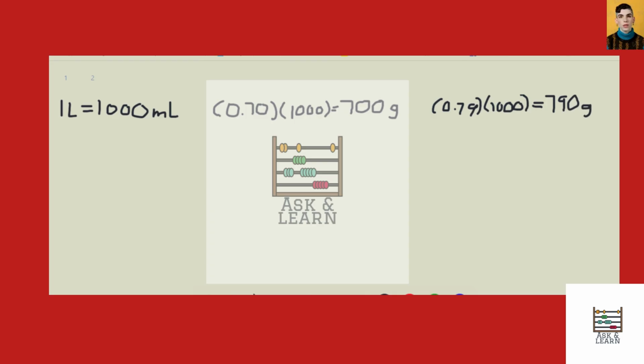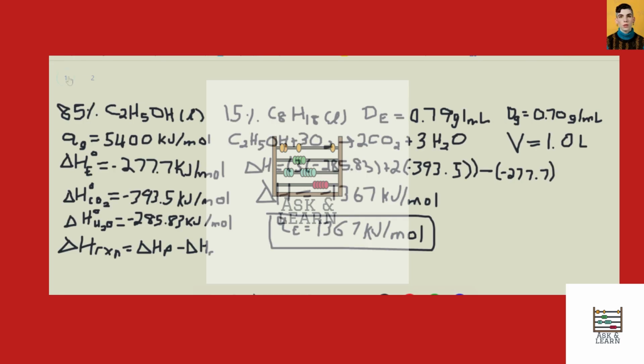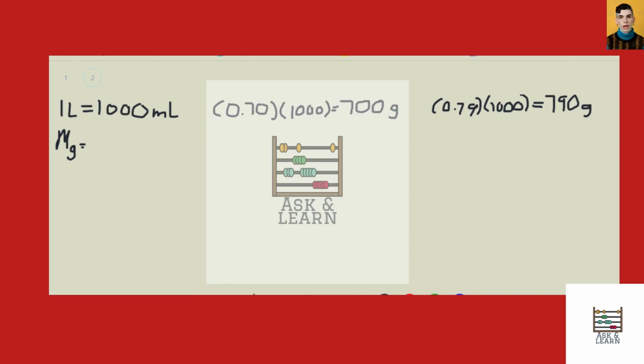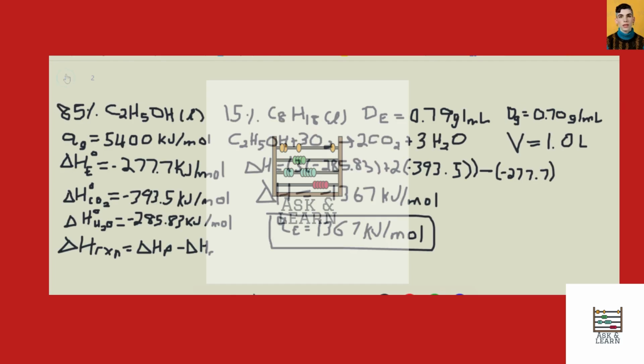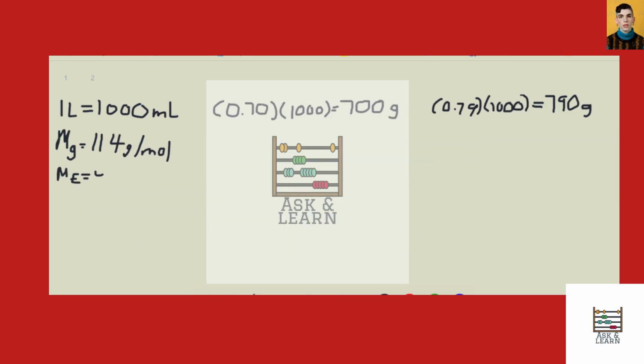So now we have to convert grams to moles, so we're going to find the molecular weight. For our gasoline, which is going to be C8H18, there are 8 carbons here. That's 8 times 12, which is 96, plus 18, which is going to be 114. For ethanol, it's going to be 2 carbons, that's 24, plus 5 hydrogens, plus an OH. That's going to be 46 grams per mole.